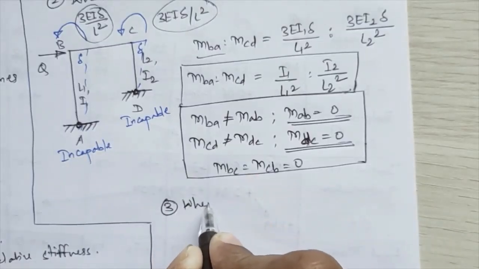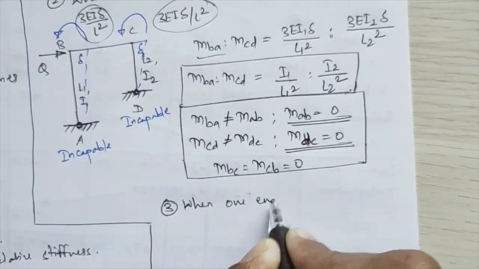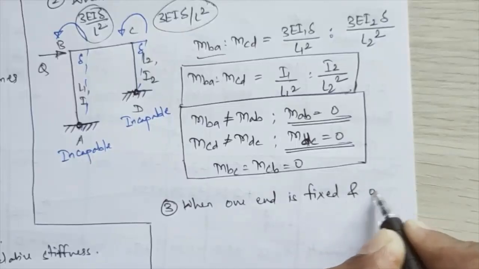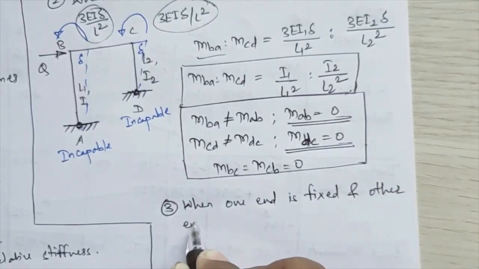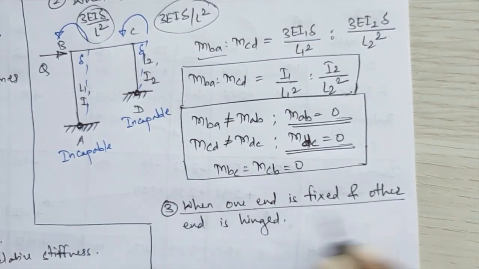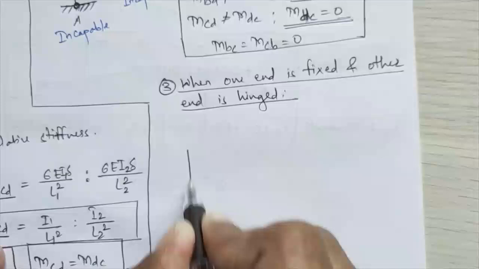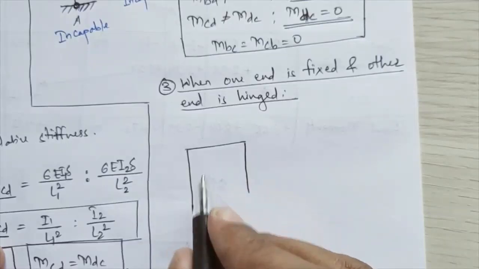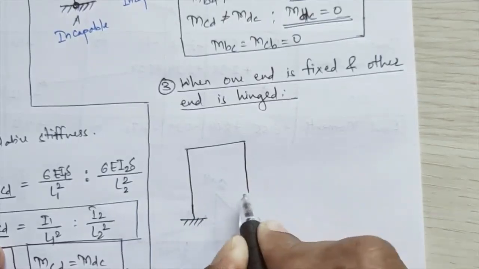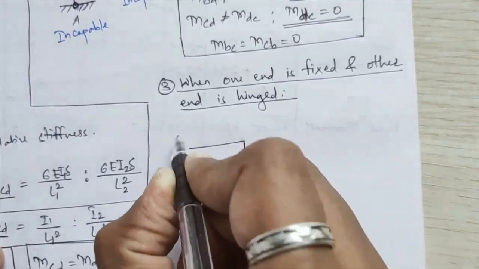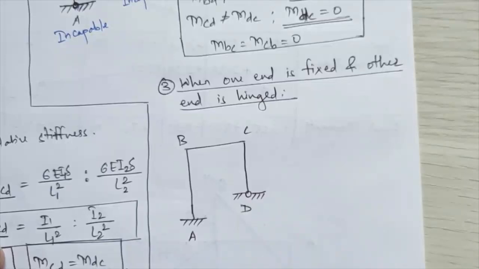That is when one end is fixed and the other end is hinged. I'll draw the same diagram, just changing the support conditions. Here suppose support A is a fixed one, and at support B you are having the hinge support over there.